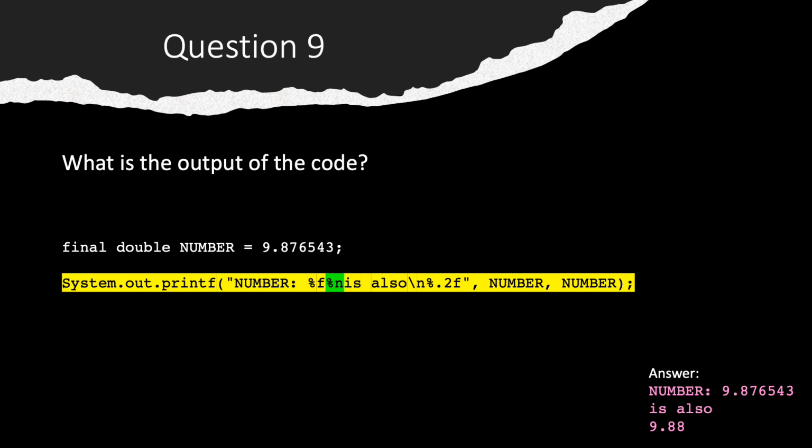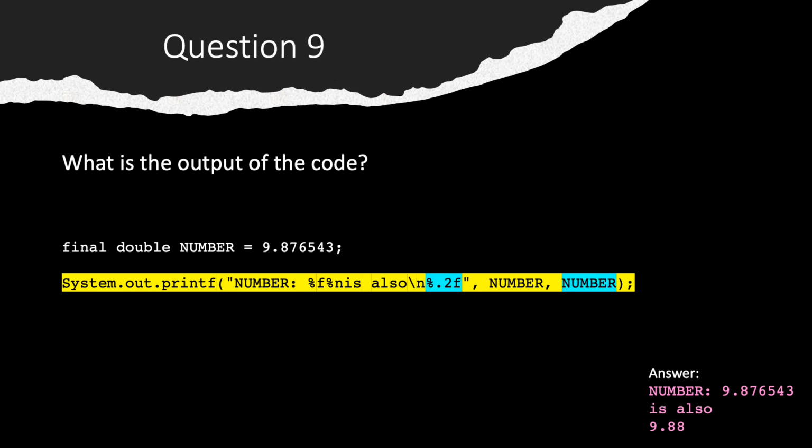So the words "is also" are on the next line after number 9.876543. We have \n. This is also a line separator, so whatever comes after it will be on a new line. We can use %n or \n in printf. However, in print and println methods, we cannot use the format specifiers, meaning that we cannot use %n.